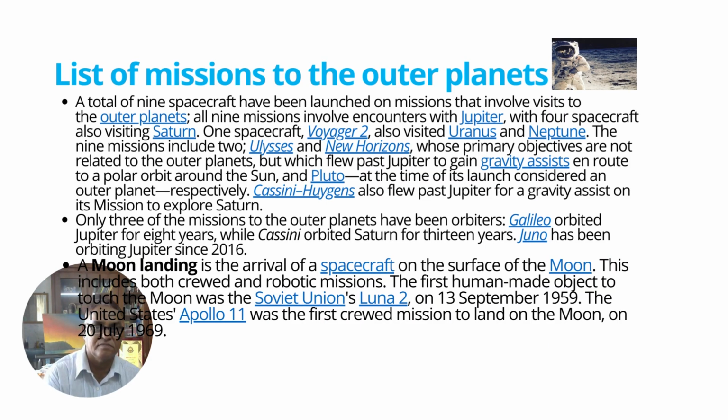In addition to the launching of satellites into outer orbits, many satellites are also sent to other planets like Jupiter, Uranus, Neptune, Mars, Pluto, and like that. And also, we have sent man to the moon. So the moon landing happened in 1959 by the Soviet Union, and the United States sent Apollo 11 in 1969.